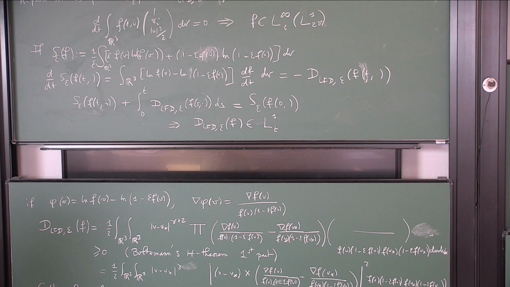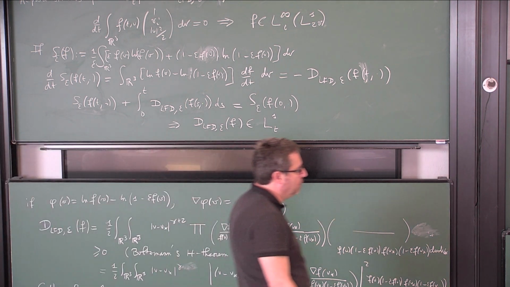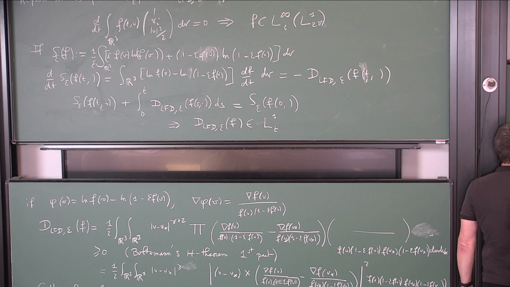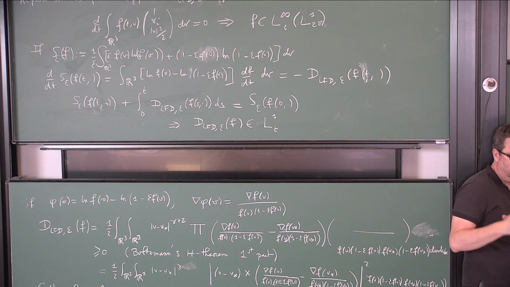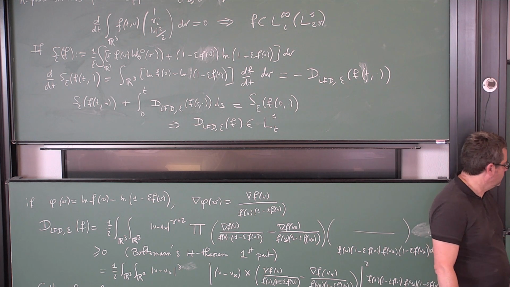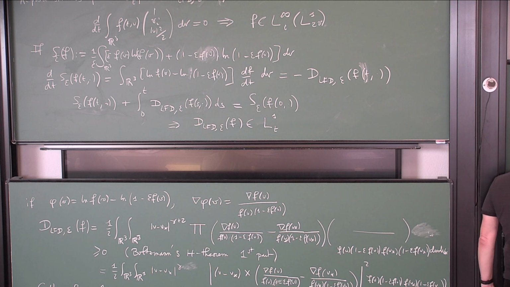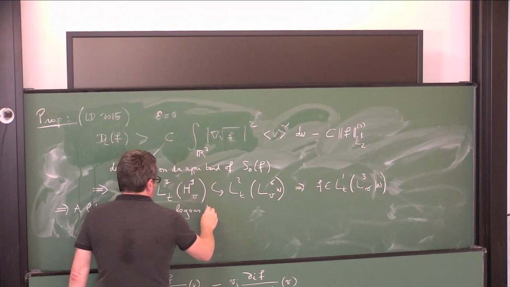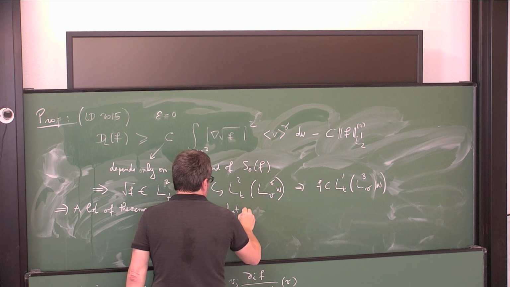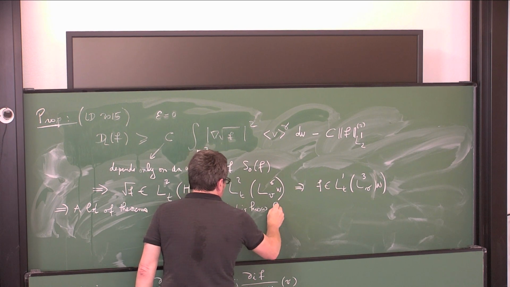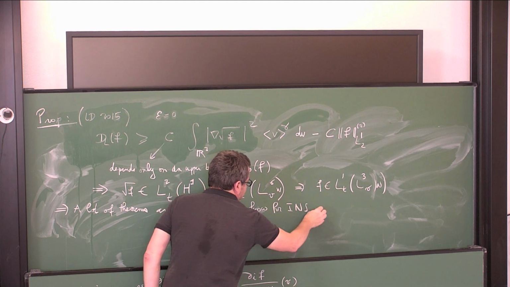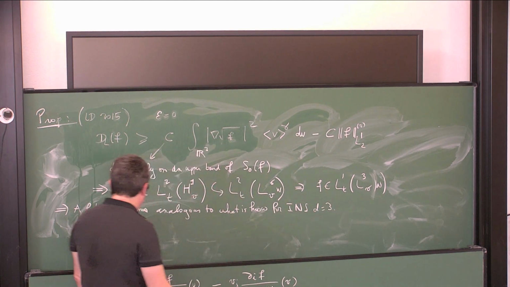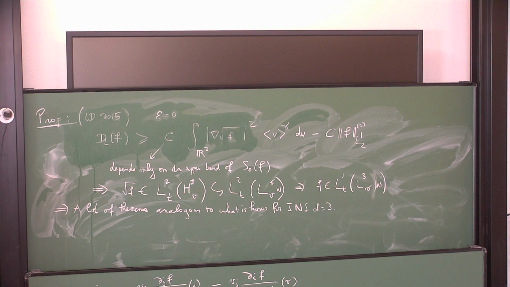So because of this, it's possible to prove for this equation, the Landau without the quantum correction, a lot of theorems which are analogous to what is known for the incompressible Navier-Stokes in dimension 3. I don't want to say too much about this.